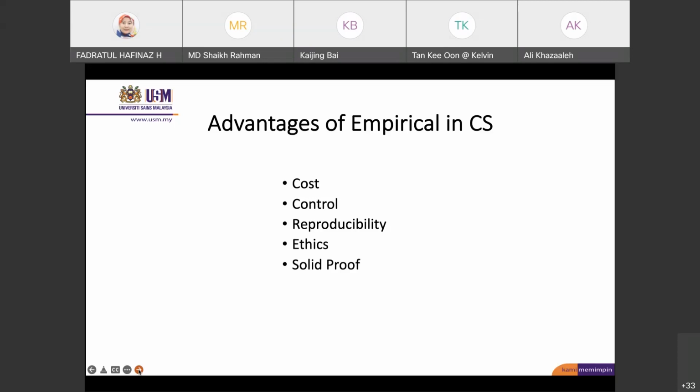Solid proof. By using statistical analysis, we show the significance level of the empirical experiment. If you have set, let's say, the p-value, and your p-value is less than, let's say, 0.5, then it will confirm that your model is good enough. So it's a solid proof.